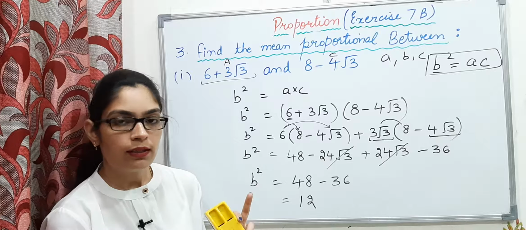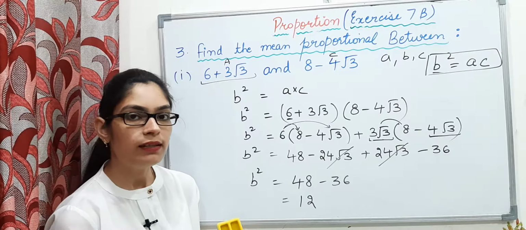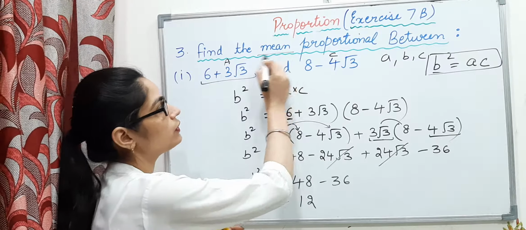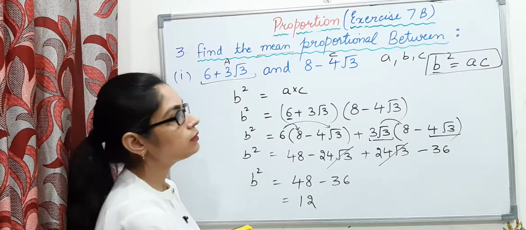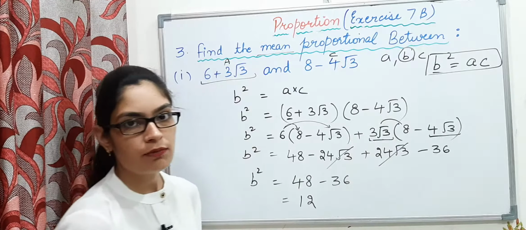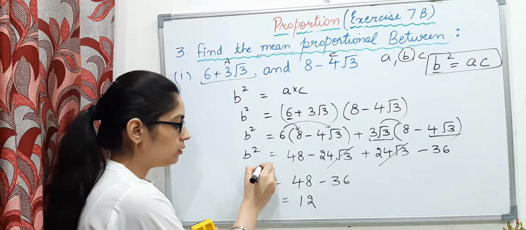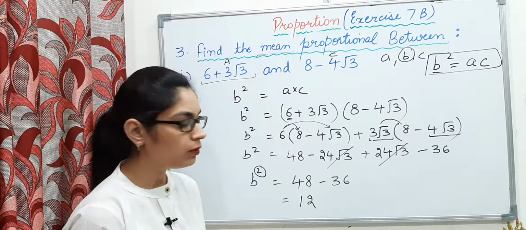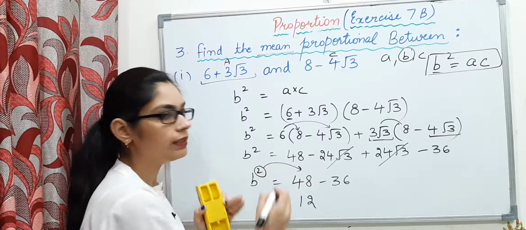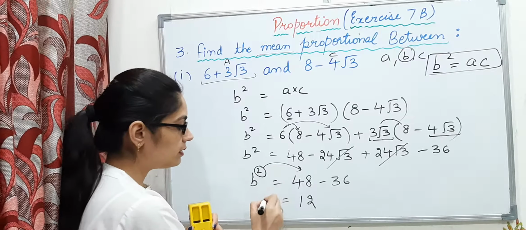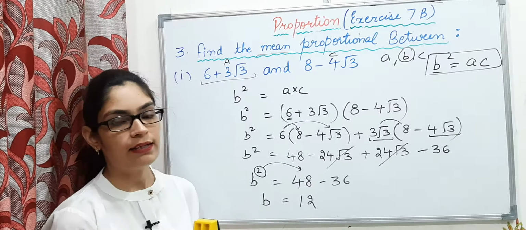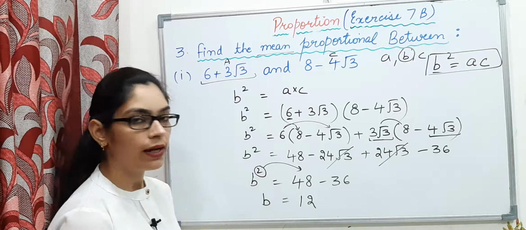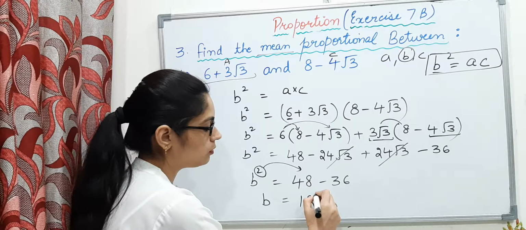See, we don't need the value of b square, we need the value of the mean proportional. Mean proportional means b, only b we need, but here b square is there. So this square when we shift to the other side, see, I told you everything whatever is there we have to shift to the other side. So this square also we will shift to the other side, and when we shift this square to the other side, it will be changed to square root.